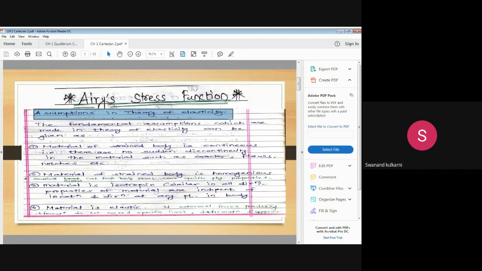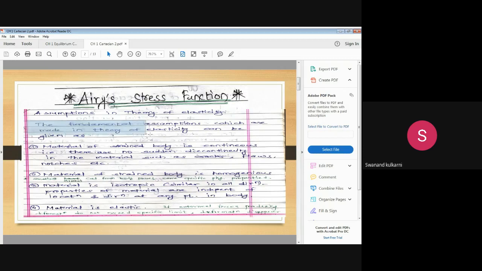And with those assumptions only, that equation is valid. If anybody is not considering these particular assumptions, then this equation will not become a valid equation for the decided parameters. Is it okay? So what is the assumption in the theory of elasticity?